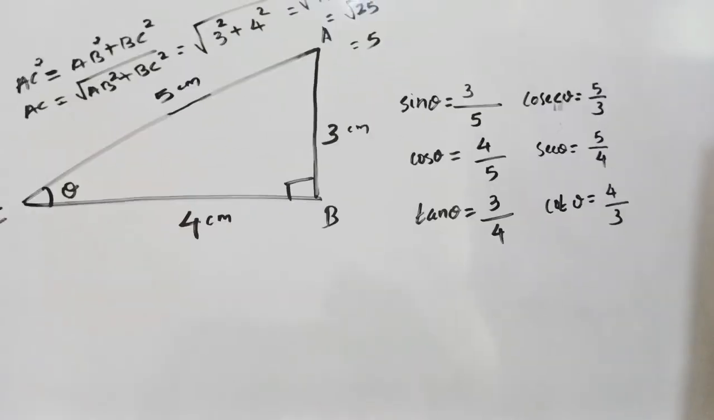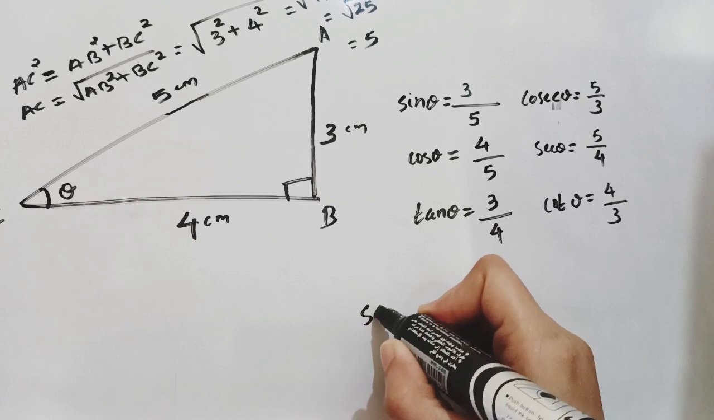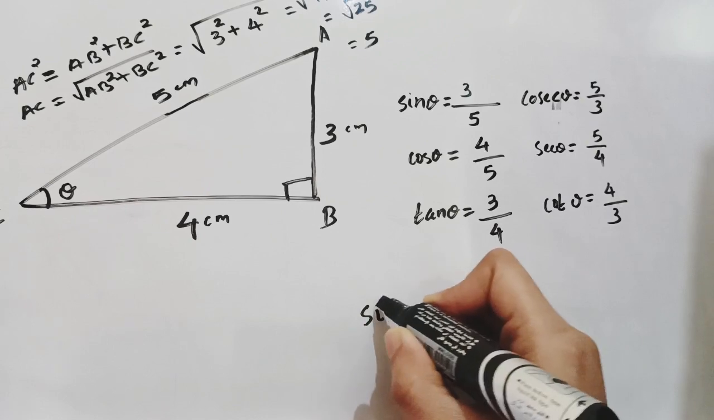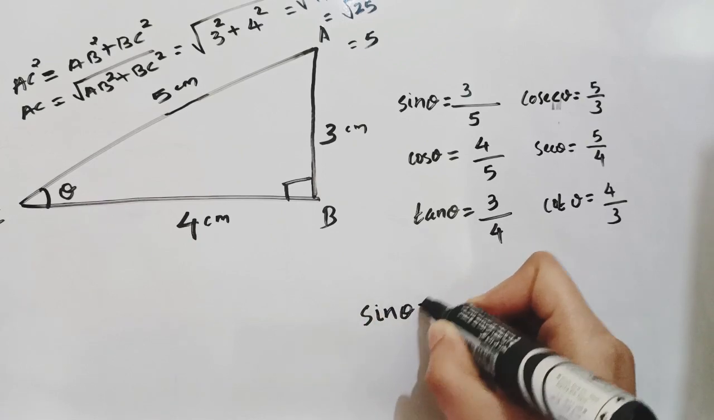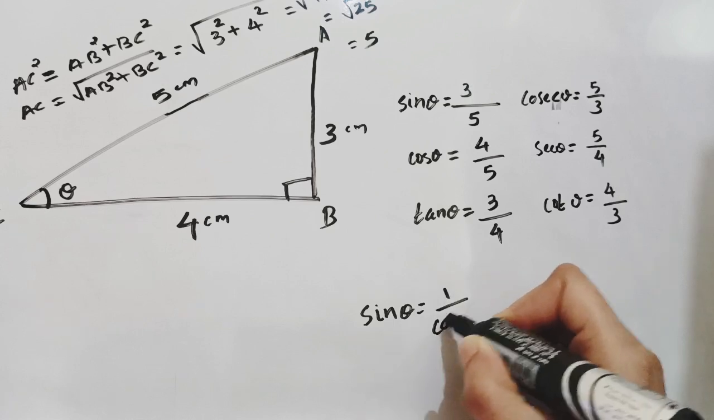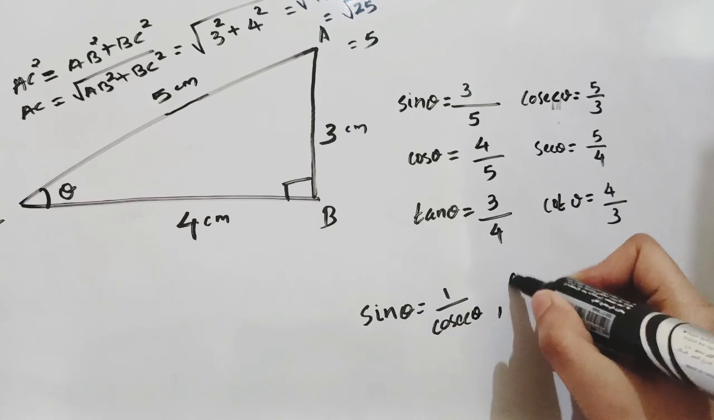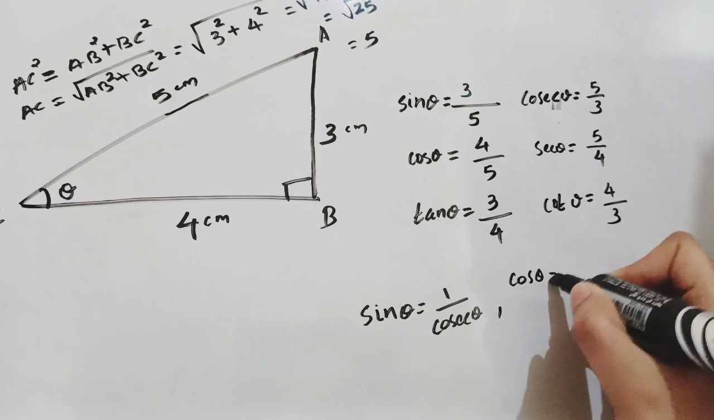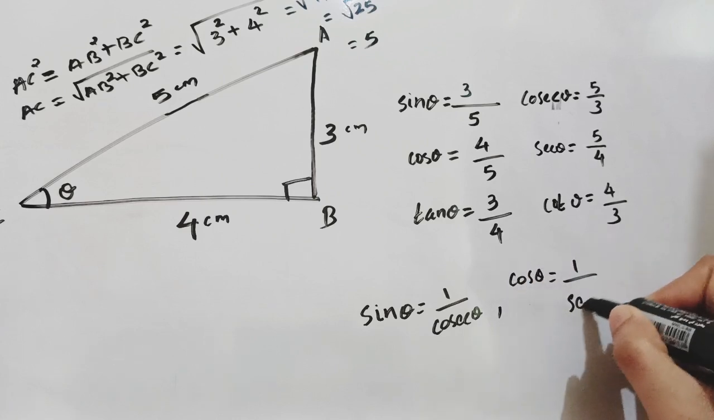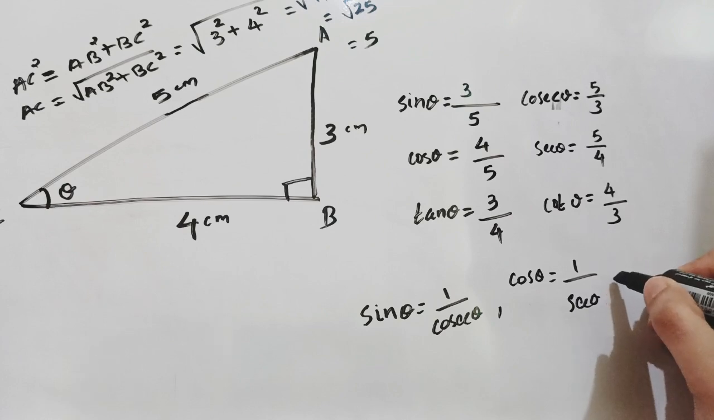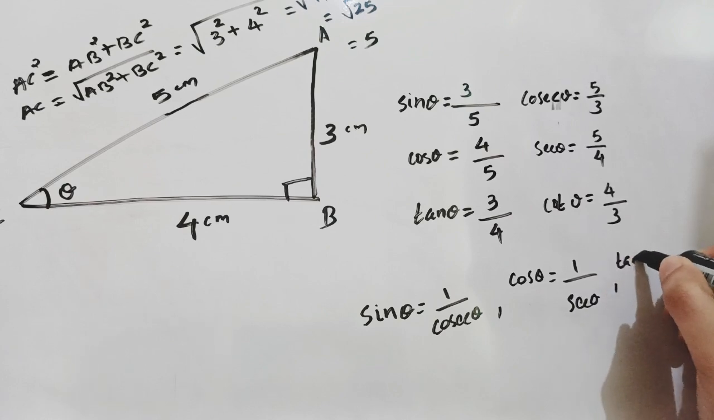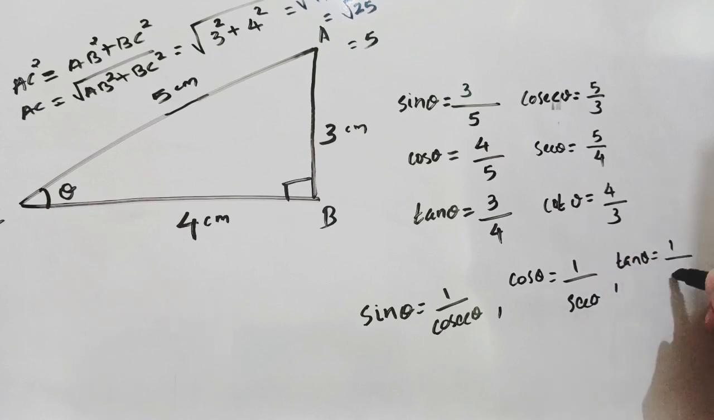That is, we can write the relation between each function as sin theta equal to 1 by cosec theta, cos theta equal to 1 by sec theta, and tan theta equal to 1 by cot theta.